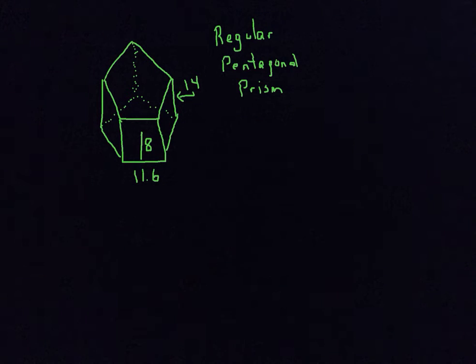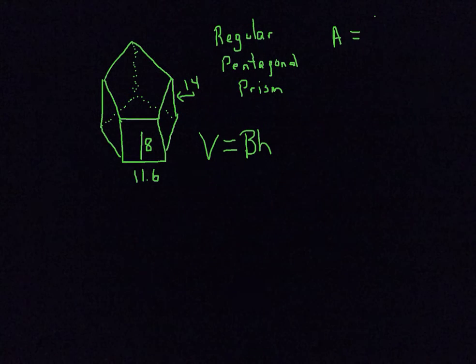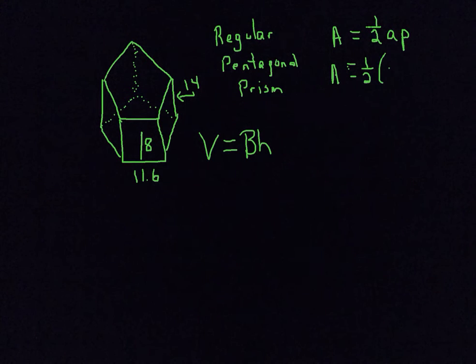length. So each side of the pentagon is 11.6. We know the height of this prism is 14. And this 8, well, that is called the apothem, which is going to be important for us because the volume of this is going to be equal to the base times the height. Well, the area of the base of a regular polygon is 1/2 AP, where A is the apothem, which we know to be 8. It was given to us, and P stands for the perimeter.